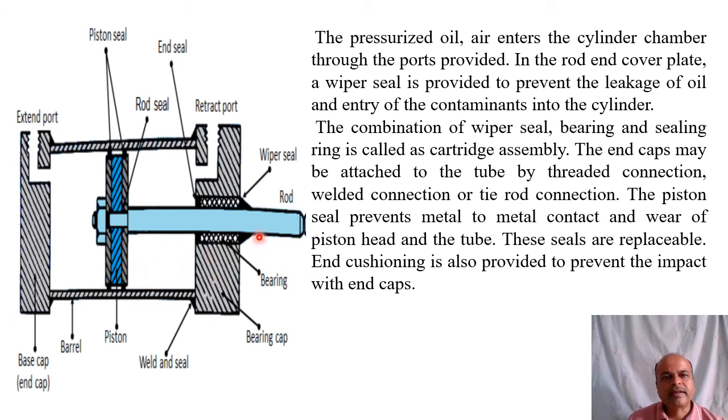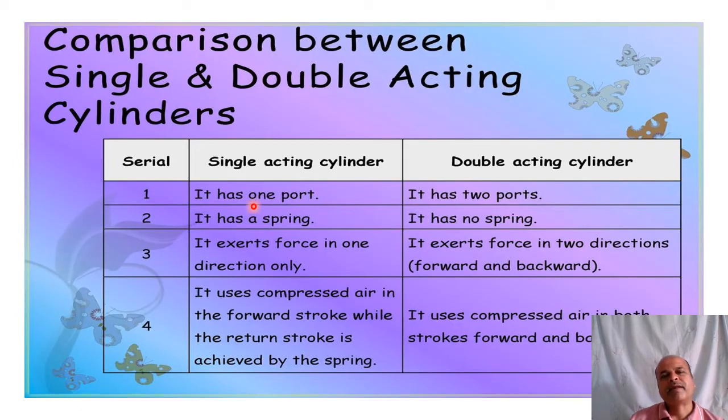So this is a detailed diagram of the double acting cylinder constructional diagram. Wiper seal, bearing and all this assembly is called a cartridge assembly. And as shown in this, these seals avoid the leakages. Okay, so comparison between single acting and double acting cylinder.